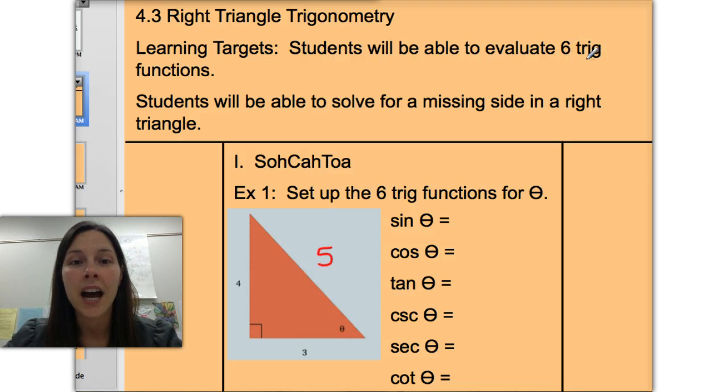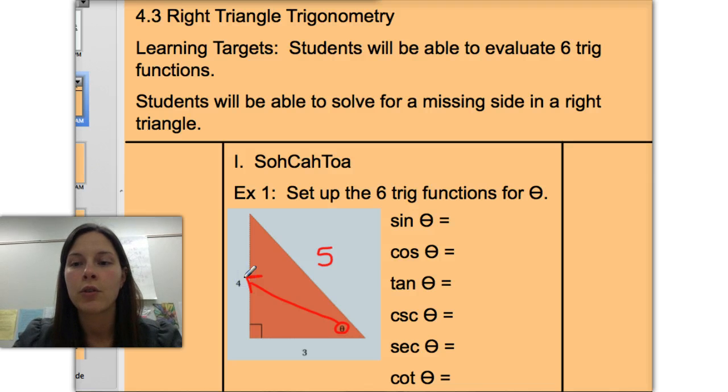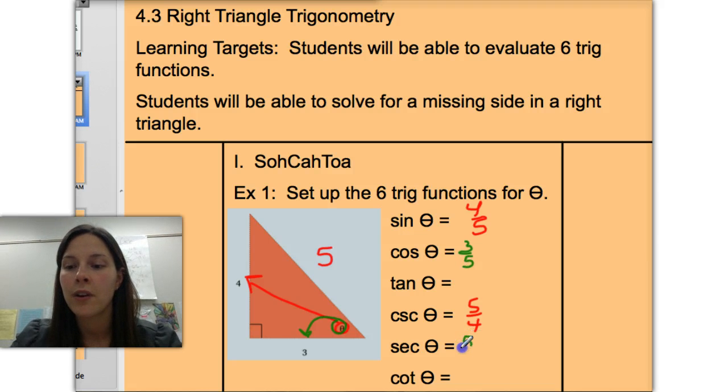So sine is opposite over hypotenuse, so looking from where theta is, the side opposite is 4. The hypotenuse, of course, being across from the right angle, is 5. I'm jumping down to the cosecant because that is the reciprocal of sine, so we're going to flip that around. Cosecant is 5 over 4. Cosine is adjacent. Adjacent means next to, so we're looking for the leg next to theta. So 3 over 5 for our cosine. Secant is the reciprocal of that, 5 over 3.